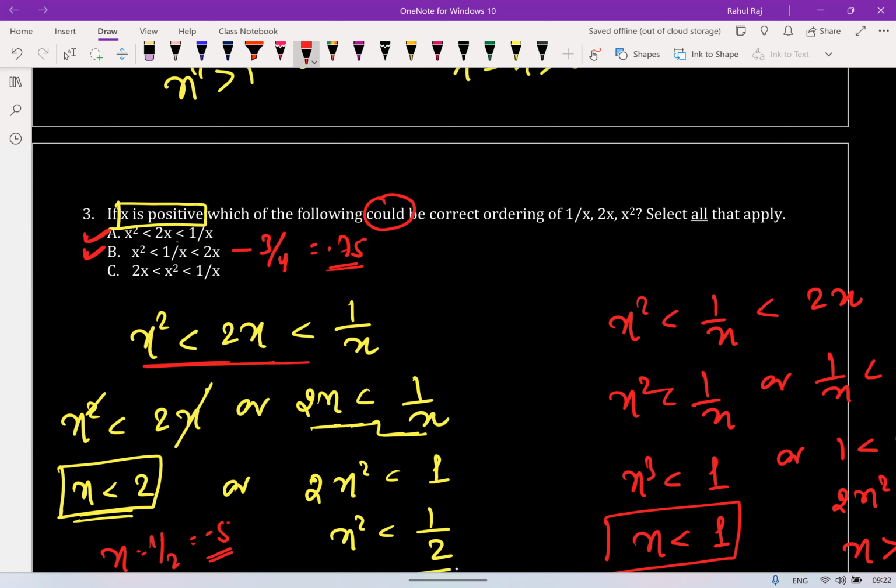But is this fine now, Alexa? Then I now have to try it for C also. We will try for C also. So 2x less than x square less than 1 by x.